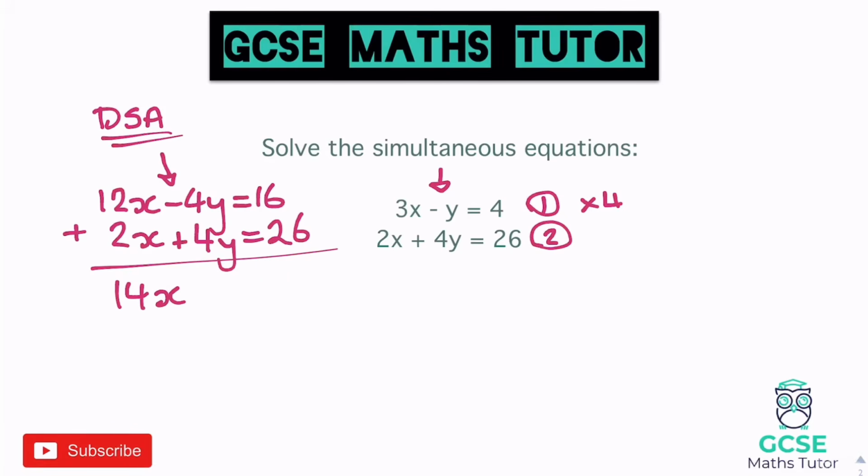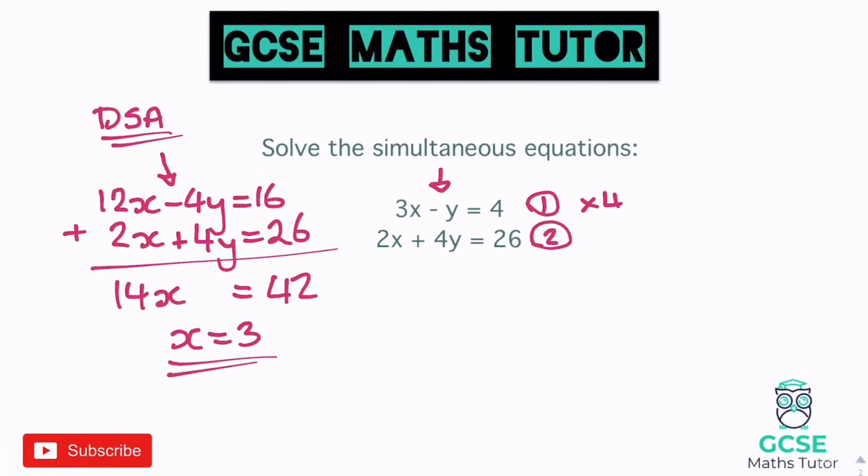-4y add 4y is going to go to 0, they're going to disappear. And then 16 add 26 is 42. There we go, not the nicest one here, particularly if it's non-calculator, but 14 does go into 42 a nice amount of times. It goes in 3 times, so dividing by 14 gets us x equals 3. And there's our first value.